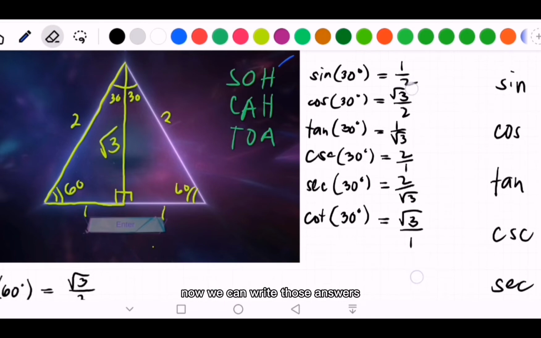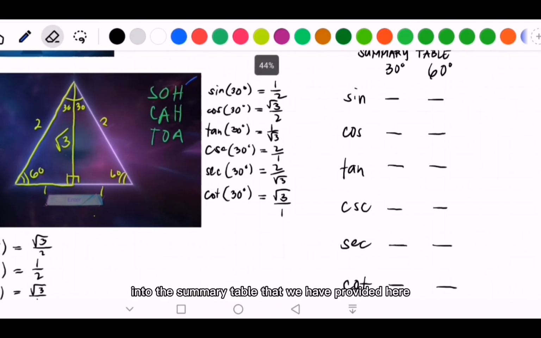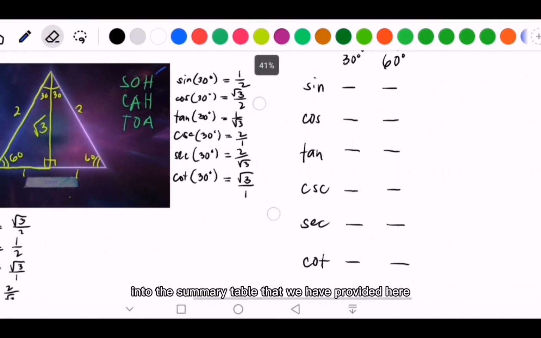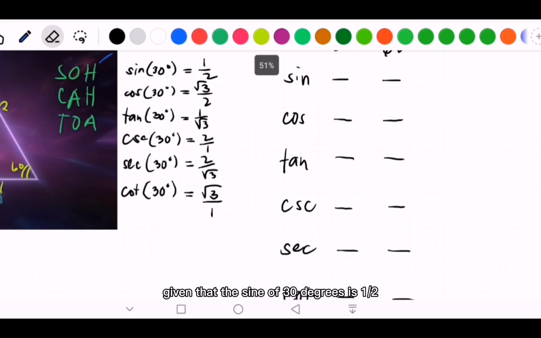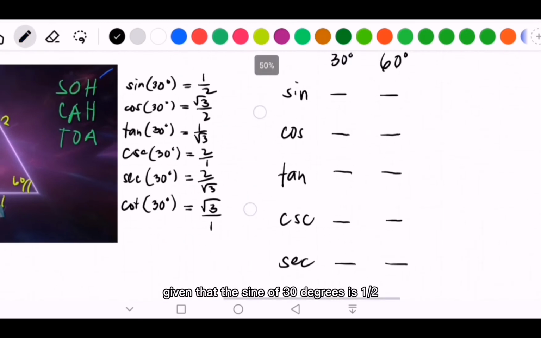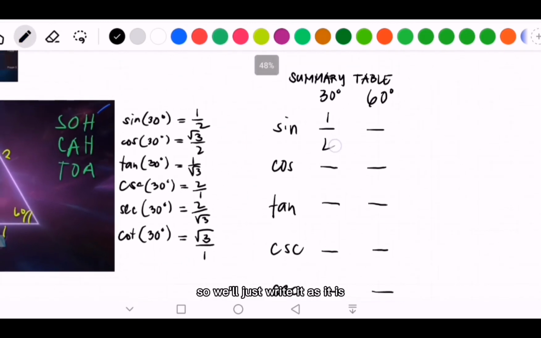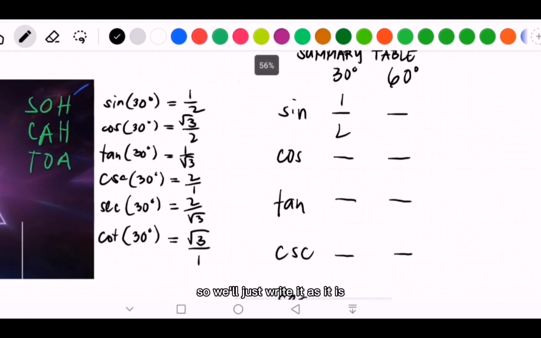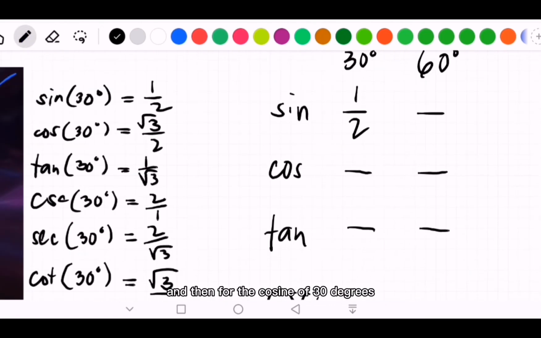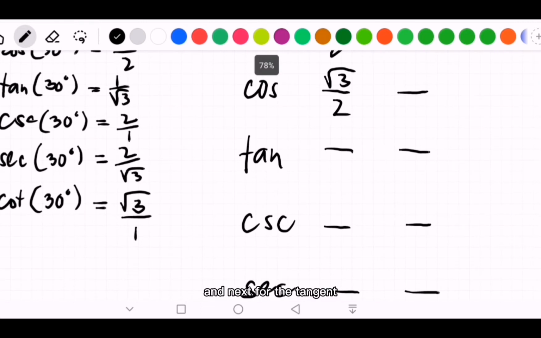Now, we can write those answers into the summary table that we have provided here, given that the sine of 30 degrees is 1 half. So we'll just write it as it is. And then for the cosine of 30 degrees, that is square root of 3 over 2. And next for the tangent, that is 1 over square root of 3.